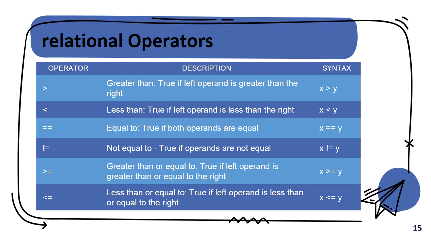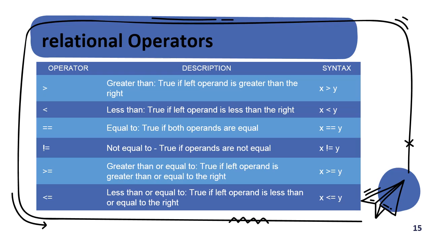The first one is greater than, which returns true if the left operand is greater than the right one. The second one is less than. It returns true if the left operand is less than the right one. Then equal to returns true if both operands are exactly equal. Then not equal to returns true if both operands are not equal.